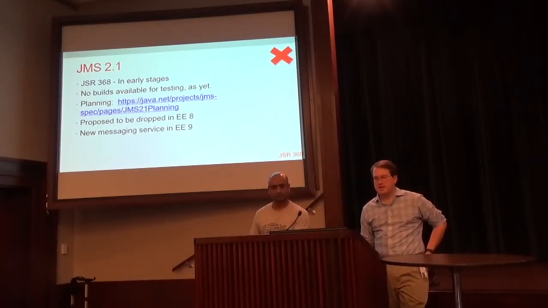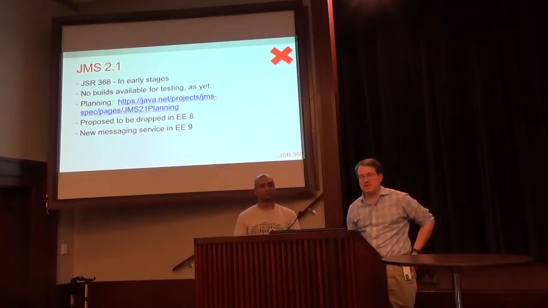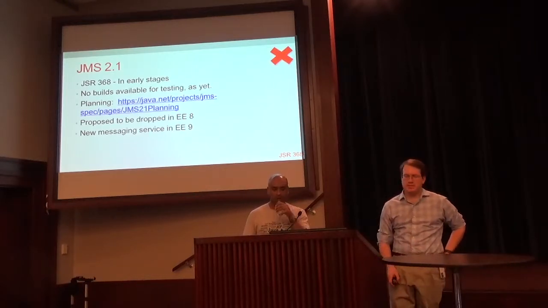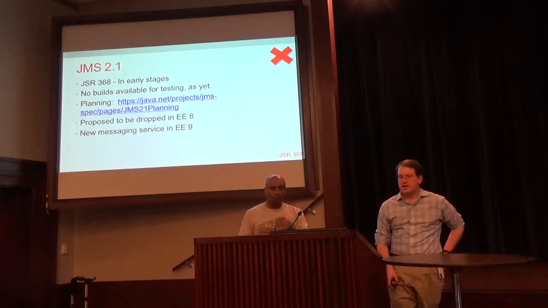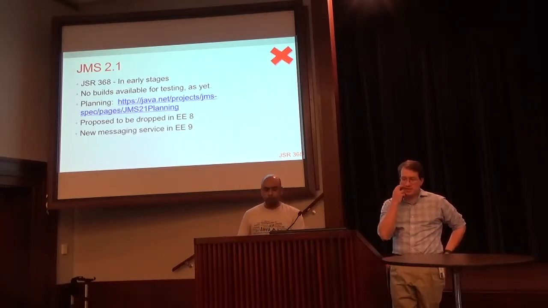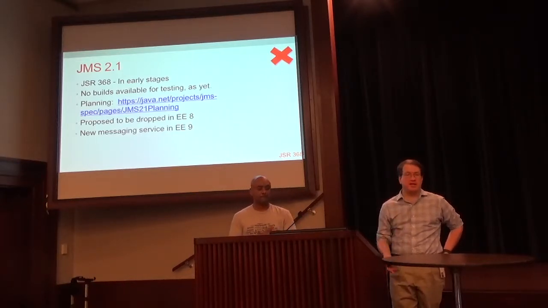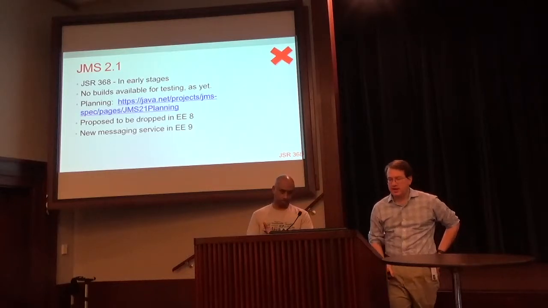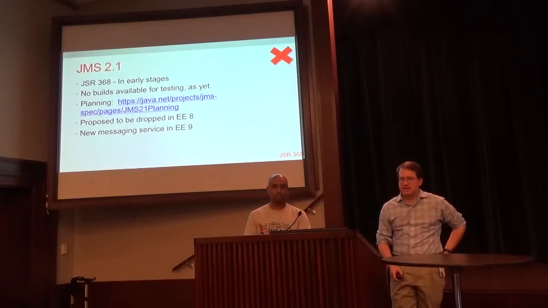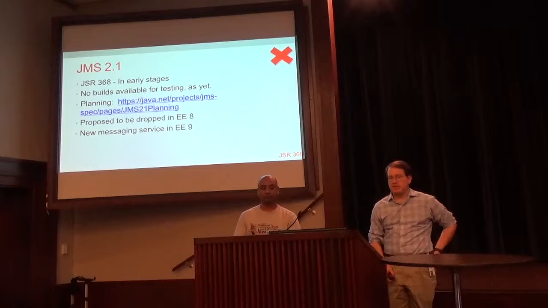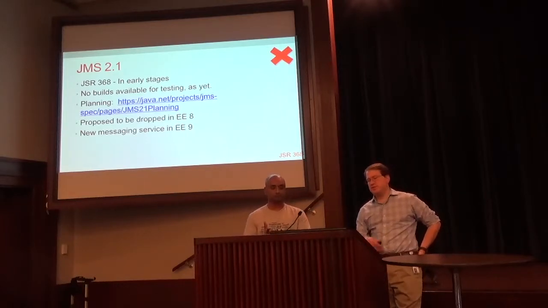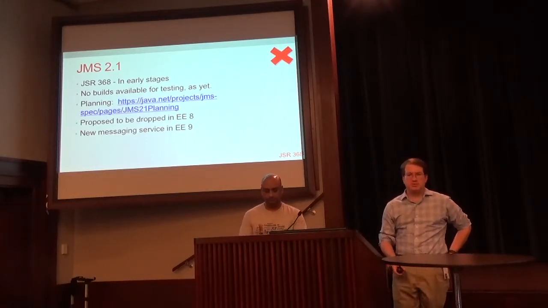So moving on, JMS 2.1 was actually one of the specifications that they dropped development on. It stopped about last December. So there are no new builds available for testing and only early planning documents that are available for it. So they have dropped it from EE8. For EE9, Java One last year, they were talking about introducing some new messaging services, somewhat similar to what you have on the Amazon platform.